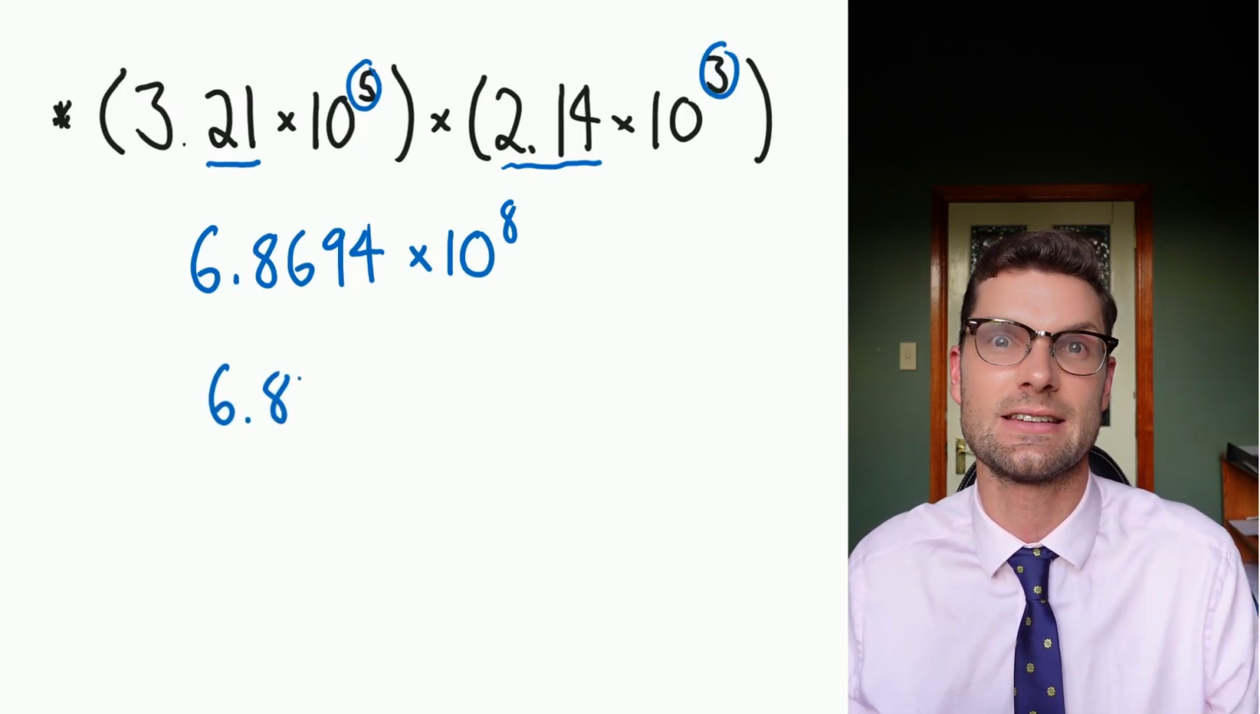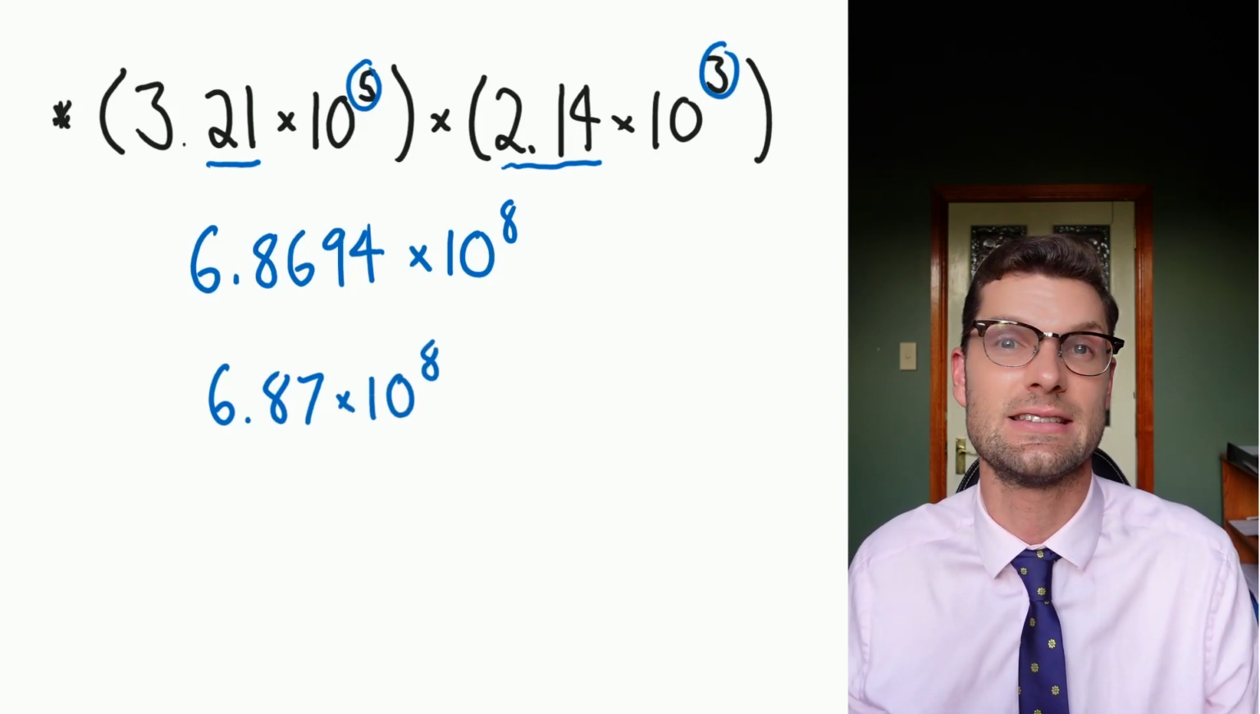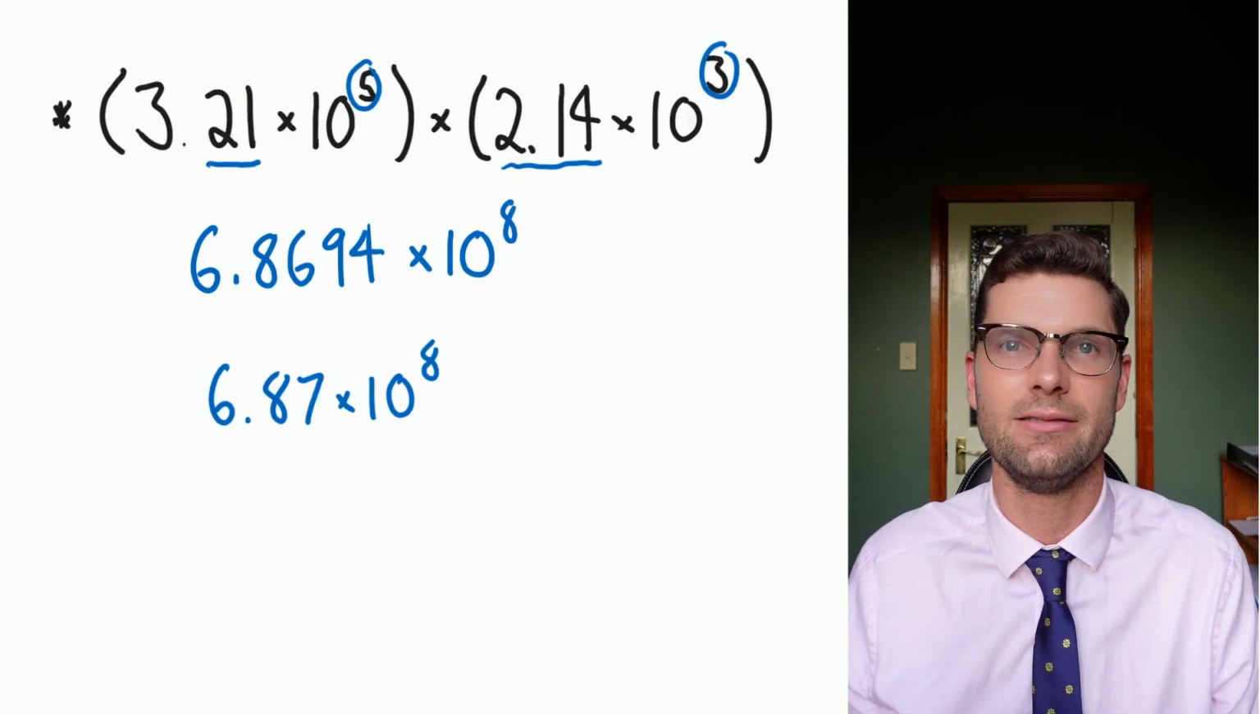This just means that the second 6 becomes rounded by the 9, so my answer is 6.87 times 10 to the power of 8, and you're done.